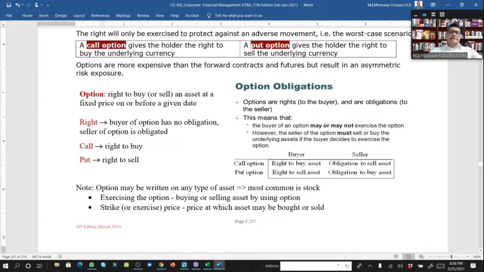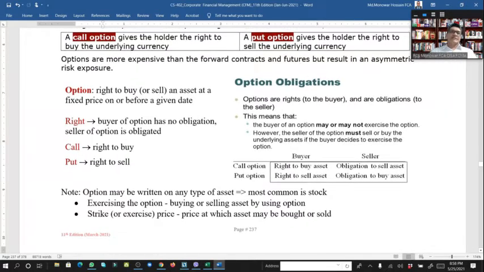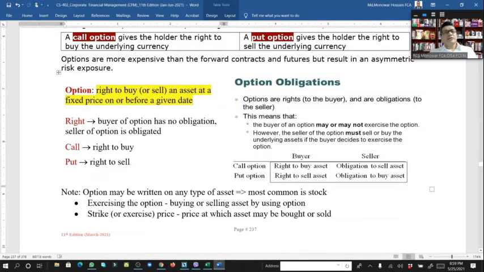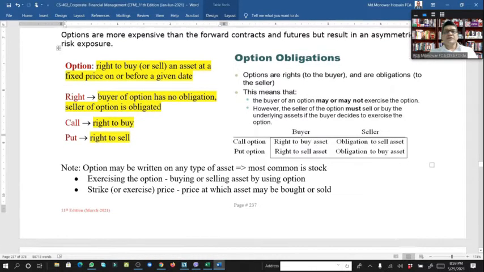So the basic thing is that option is a right to buy or sell an asset at a fixed price on or before a given date. Right means the buyer of the option has no obligation, the seller of the option has an obligation. Call means a right to buy, put means the right to sell.